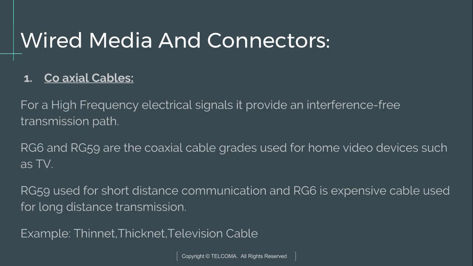For a high frequency electrical signal, it provides an interference free transmission path. RG6 and RG59 are the coaxial cable grades used for home video devices such as TV. RG59 is used for short distance communication, whereas RG6 is an expensive cable and used for long distance transmission. Examples of coaxial cables are thin net cables, thick net cables, and television cables.